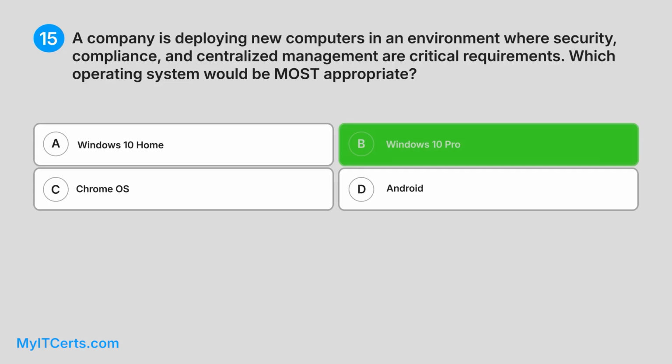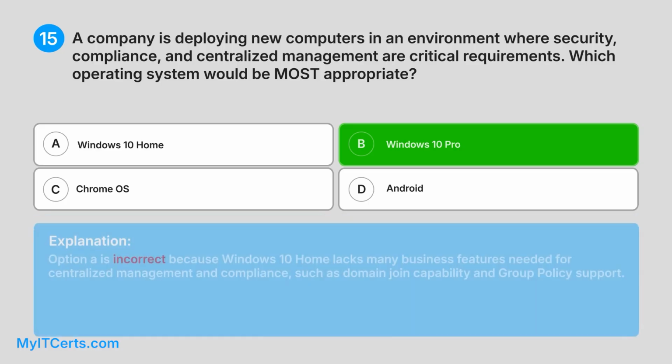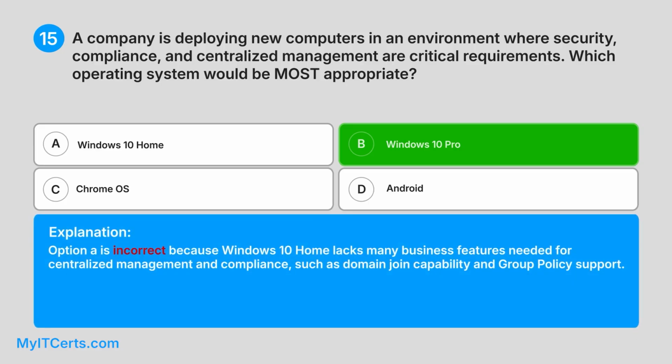Correct answer, B. Windows 10 Pro. Explanation. Option B is correct because Windows 10 Pro includes business features necessary for security, compliance, and centralized management, such as BitLocker encryption, group policy support, and the ability to join a domain. Option A, Windows 10 Home, is incorrect because Windows 10 Home lacks many business features needed for centralized management and compliance, such as domain join capability and group policy support.